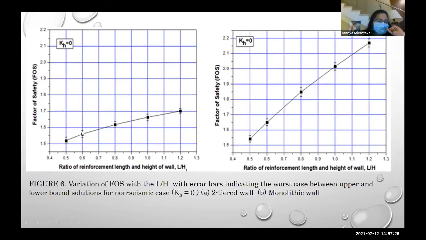So in this case, at KH equal to 0, you see it is above 1.5, still satisfactory. The first figure is for the two-tiered wall and the second figure is for the monolithic wall. Then this factor of safety increases as we go further up to 1.7, and in the case of the monolithic wall, it increases from 1.5 to 2.2. Now this figure, these are the exact values that I was getting.